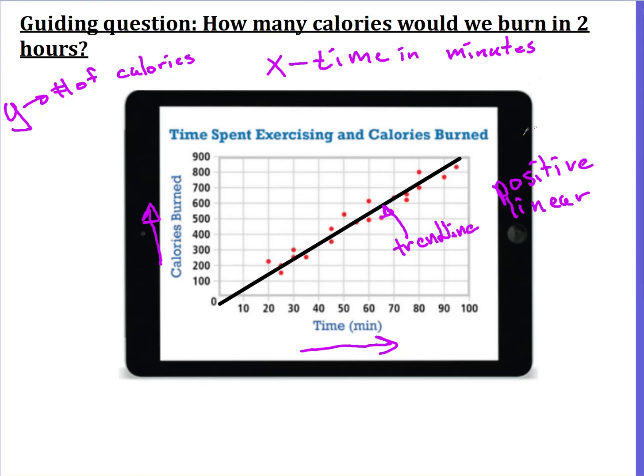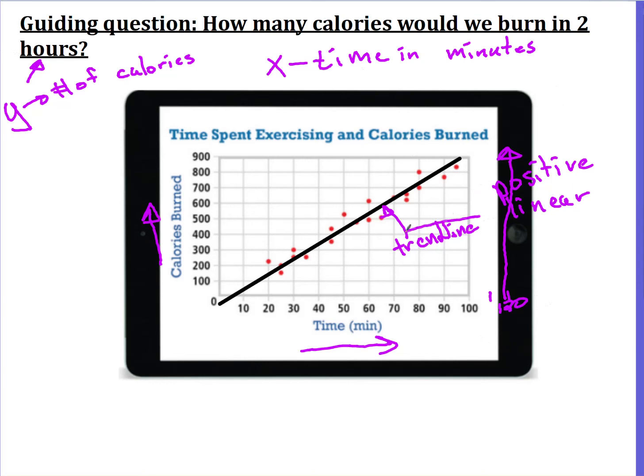So I want to try to predict something. I'm going to try to figure out how many calories are burned in 2 hours. Of course, 2 hours is not on this graph. If we convert it, 60 times 2, we get 120, which is approximately out here. But my graph doesn't go up to 120, so I'm going to have to make an equation for this.